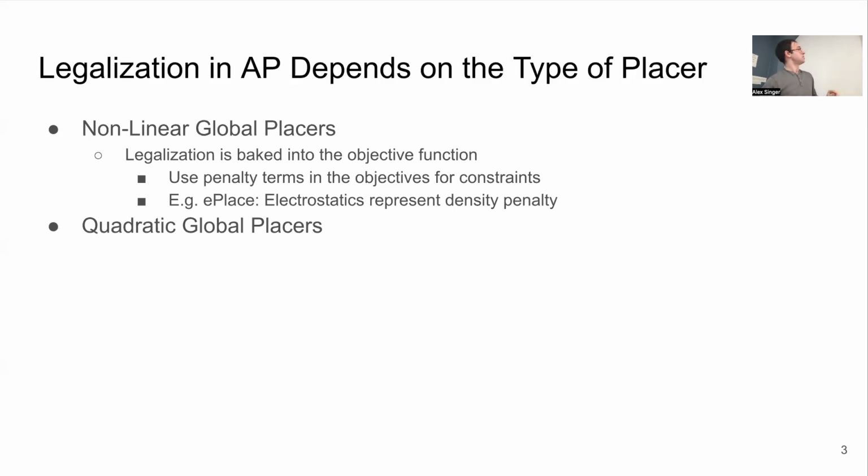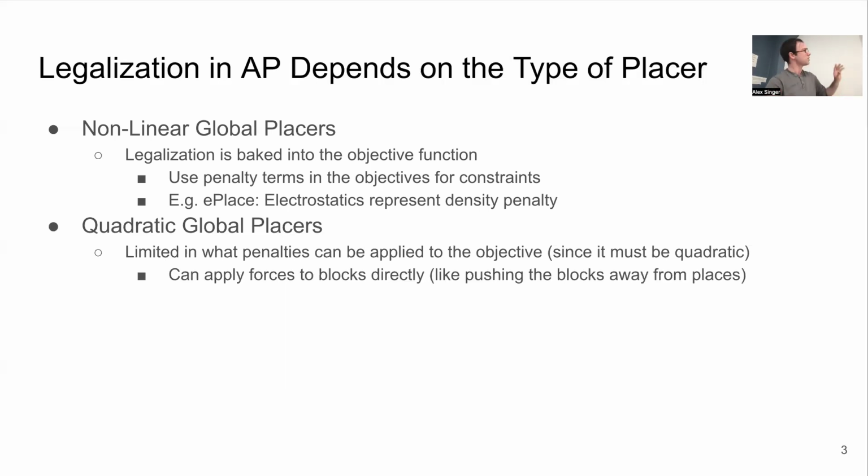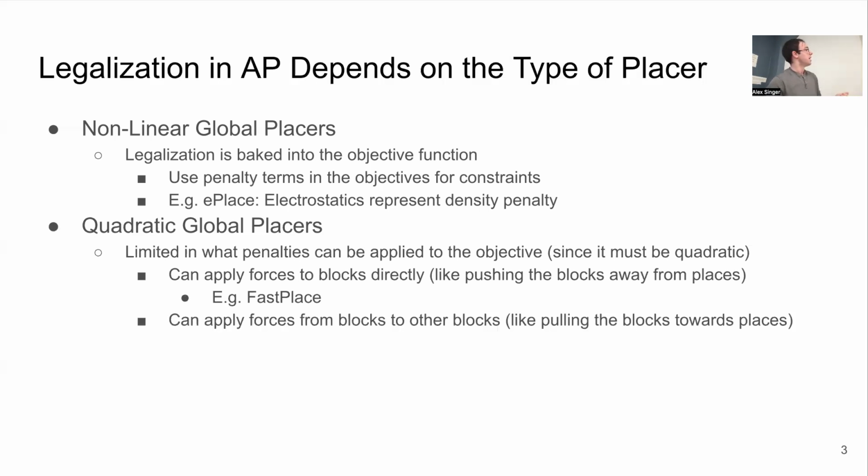Quadratic global placers tend to be put into the following camps, where it's limited in what penalties can be applied to the objective, since it must be quadratic. I can't just apply penalty terms using differentiable functions. I need to be careful with how I apply the penalties to the objective. One option is we can apply forces to the blocks directly. You can imagine this like I have those blocks and I see they're close together and I apply a force to them that pushes them away. This is similar to the approach used in FastPlace. And you can also apply forces from blocks to other blocks.